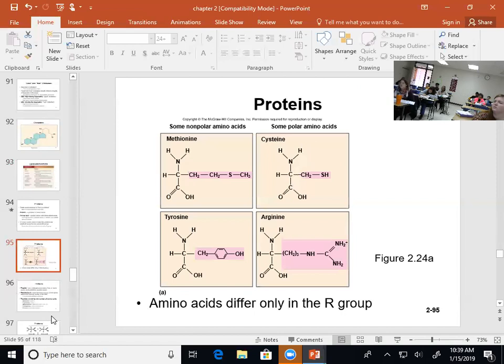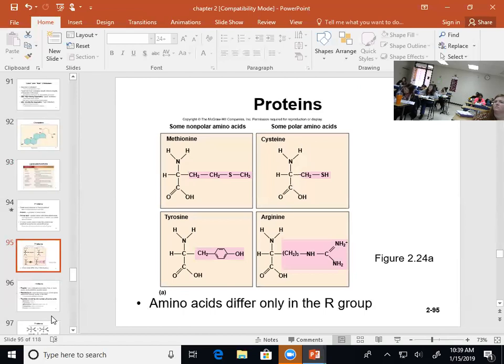Now, these 20 different amino acids, they don't all end in -ine, but many of them do. So when you hear arginine, cysteine, tyrosine, methionine, these are amino acids. The thing about them is that they have a basic group that stays the same, and then they have a reactive group that's going to be different. And this dictates how they act.